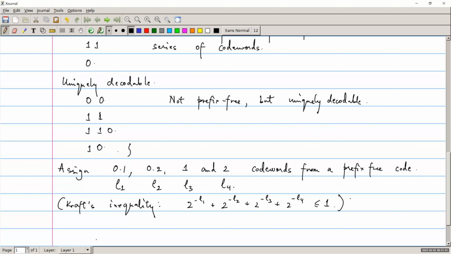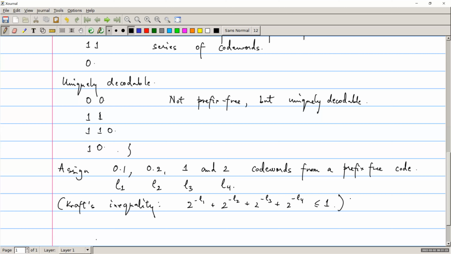The inequality for prefix-free codes comes from the tree argument. Proving it for uniquely decodable codes is a little more complicated, but that's called McMillan's inequality. So people generally call this Kraft's inequality or the Kraft-McMillan inequality.